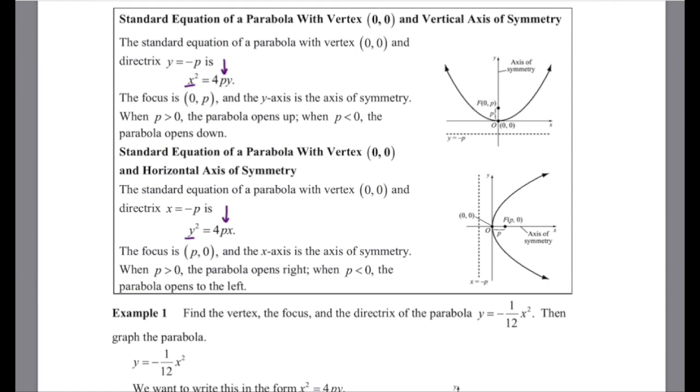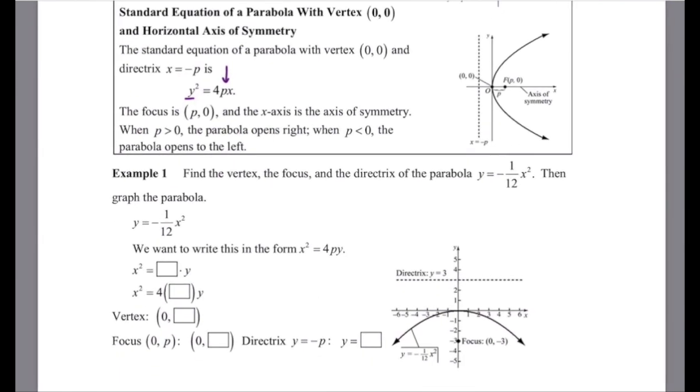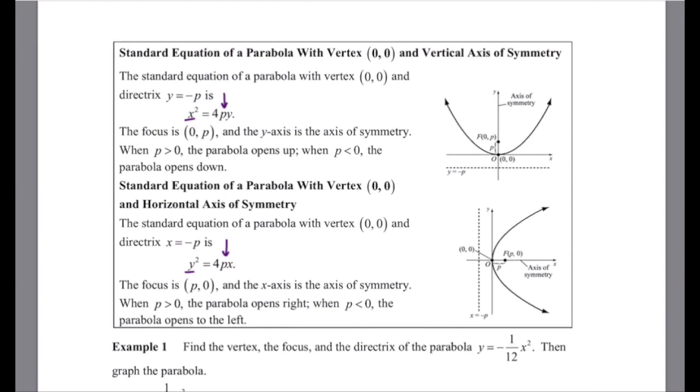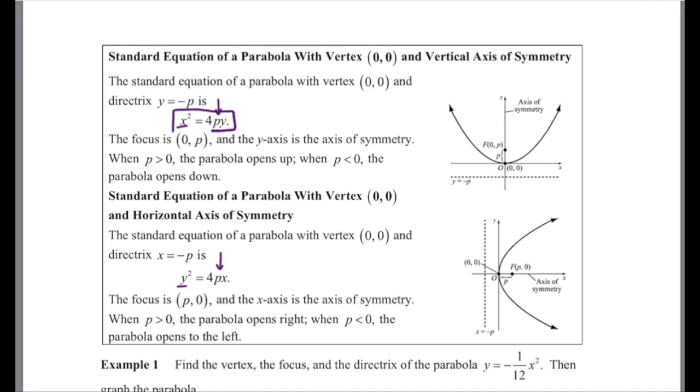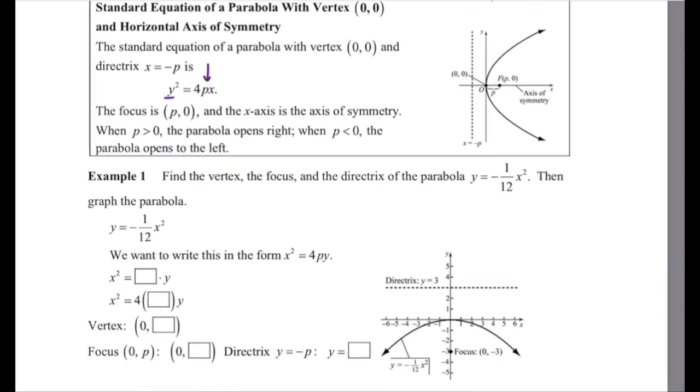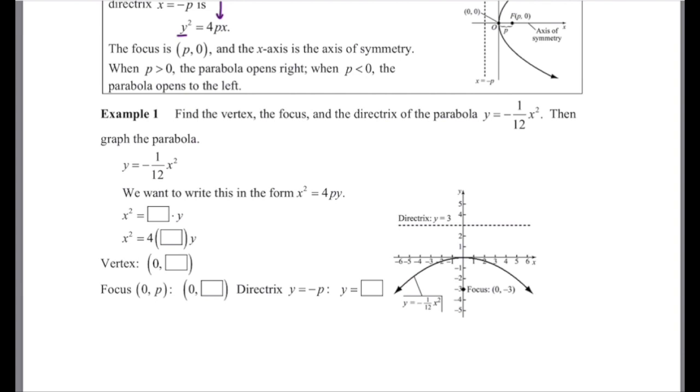In our first example, we have: find the vertex, the focus, and the directrix of the parabola y equals negative 1/12 x squared. I notice that I have x squared. Since I have x squared, that is my indication that I'll need to try to make it into this equation: x squared is equal to 4py. To do that, I need to get x by itself. So I'm going to multiply everything by negative 12. When I do that, I'll have negative 12y is equal to x squared.